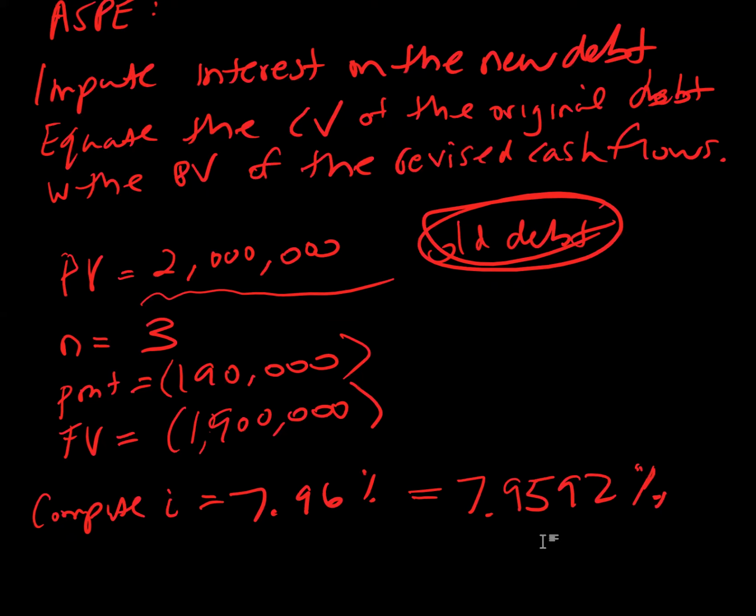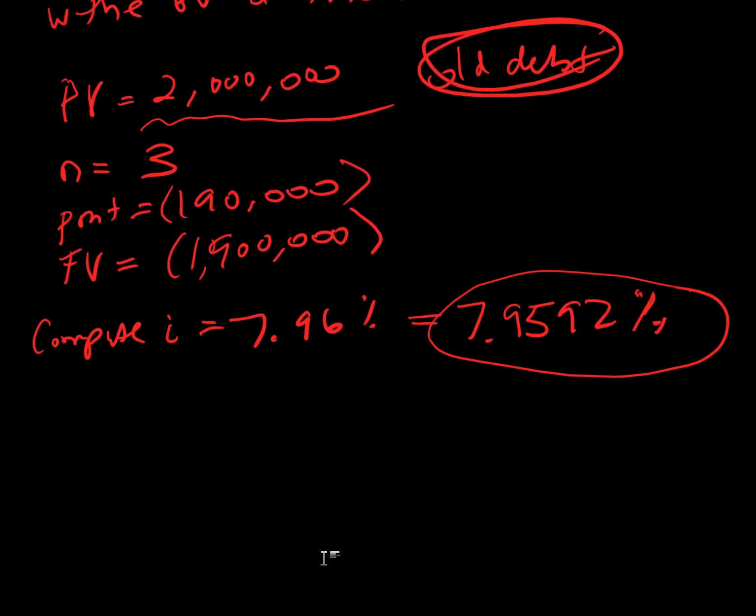Okay, so now we know, so under IFRS, we were recognizing interest expense at 12%, whereas now we're saying the interest rate that we're going to use for interest expense is 7.959 or 7.96%. So there's no gain. All we've done is calculate a new interest rate.